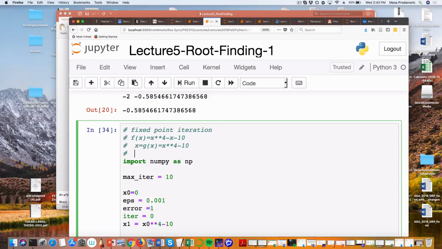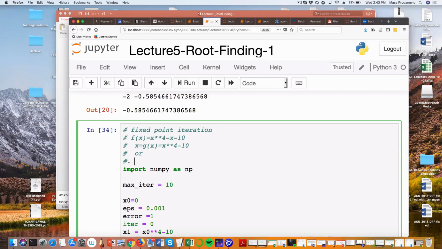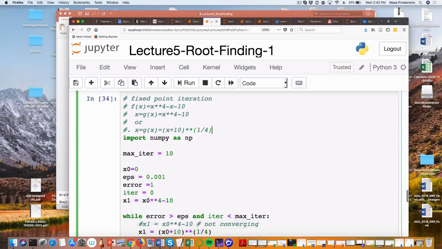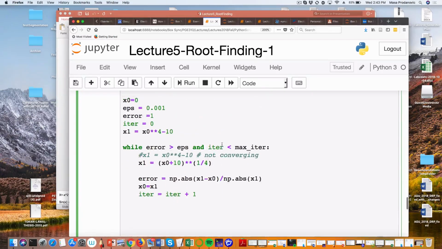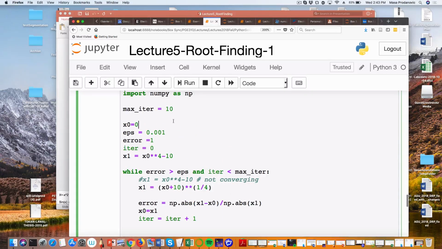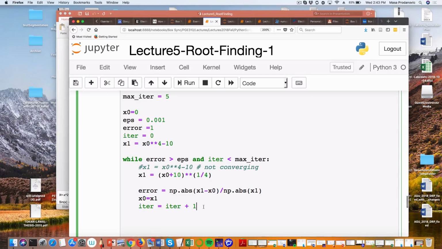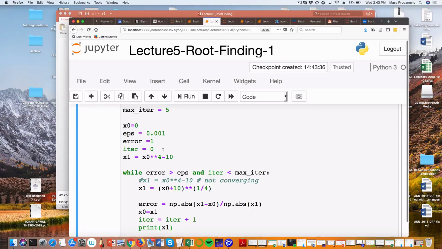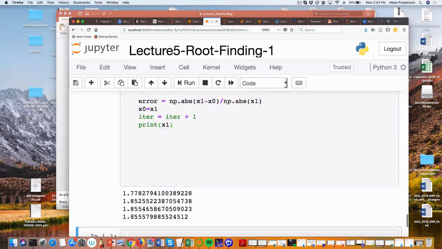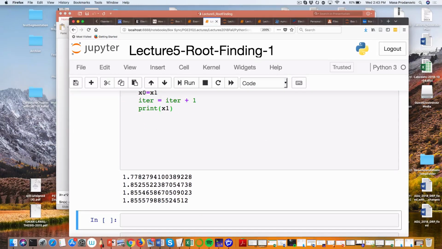So I will not make note of that here. x is g of x, which is x plus 10 to the power of 1 over 4. Let's give it a try, and given my bad experiences previously, I'm going to limit myself to 5 iterations. Oh, okay. Getting somewhere.